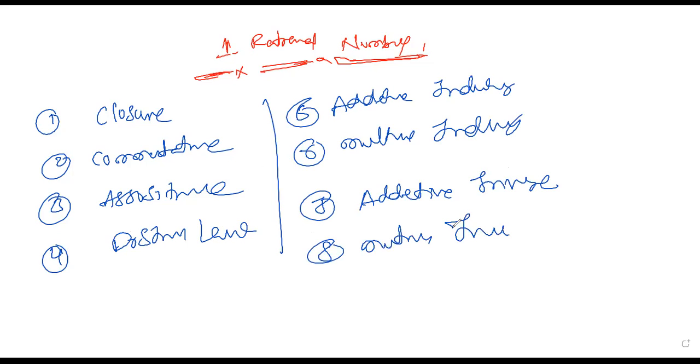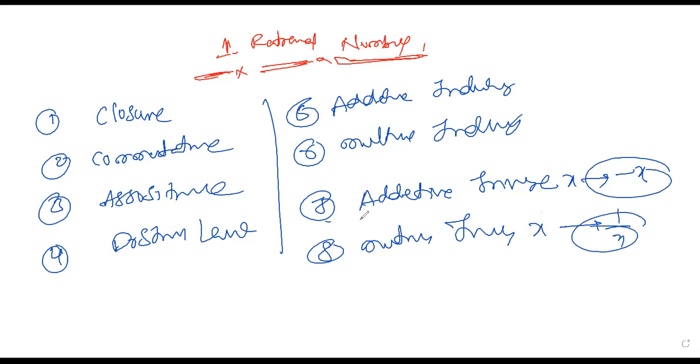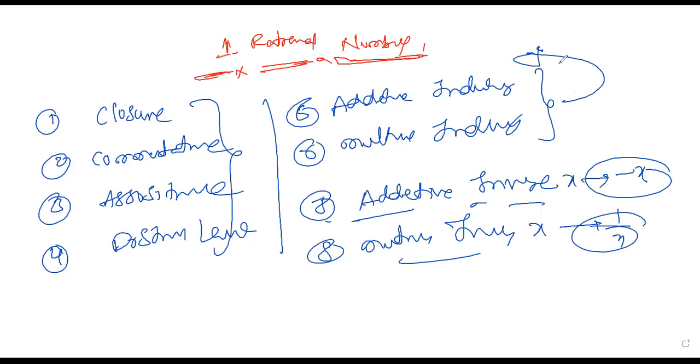Additive inverse of x is minus x. Multiplicative inverse of x is 1 by x. Like this, we have additive inverse and multiplicative inverse. Till this, the topic was done yesterday. The rest of the properties were also discussed yesterday. If you have a doubt, you can go and watch the video and come back here.